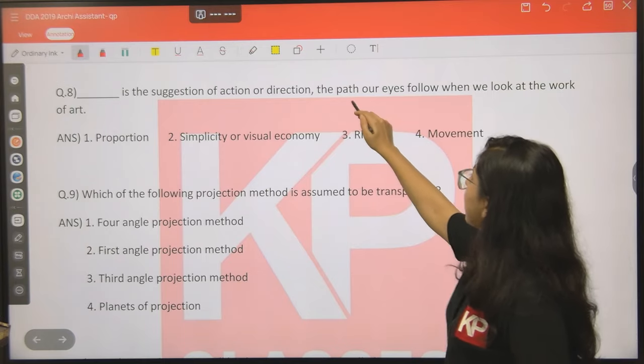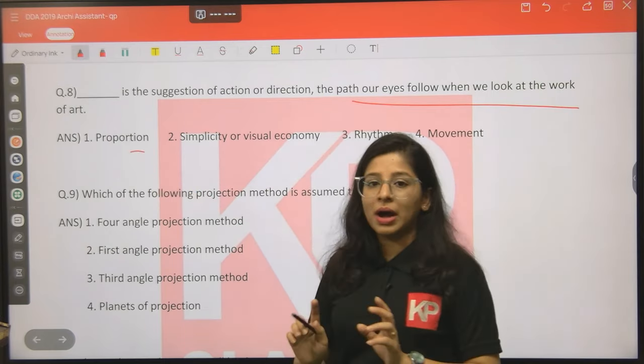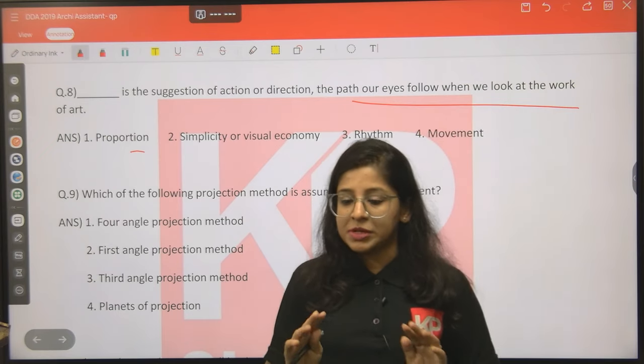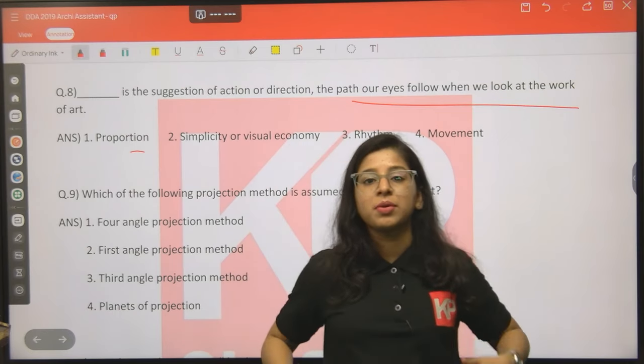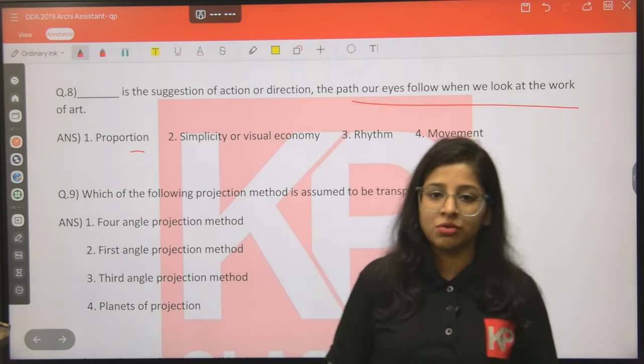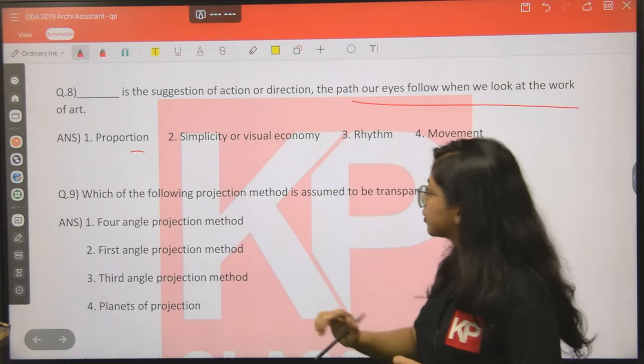That means the path our eyes follow when we look at the work of art. Proportion is definitely not the path. Proportion is having some kind of a relation of scale. That means if you're drawing a human body, your head should be in proportion with the hand. You cannot have a huge head and then a small human body. So that proportion should be there. So there is a relativity of scale factor.